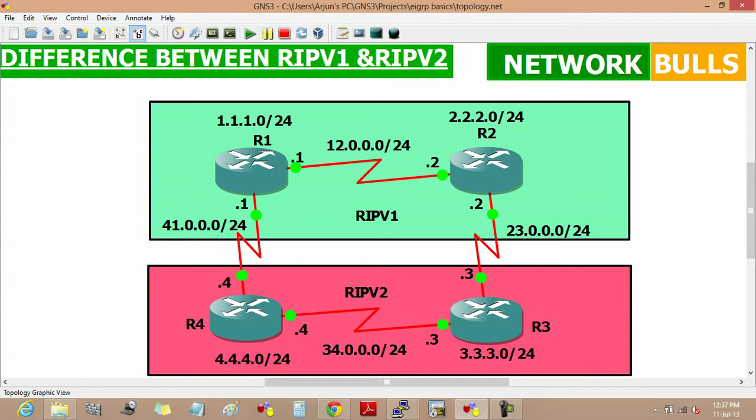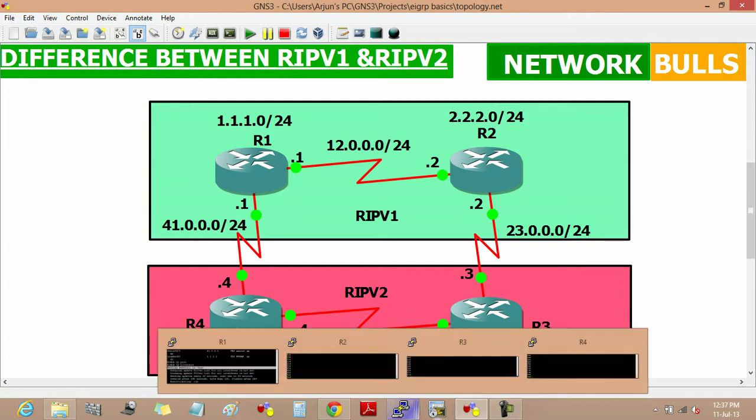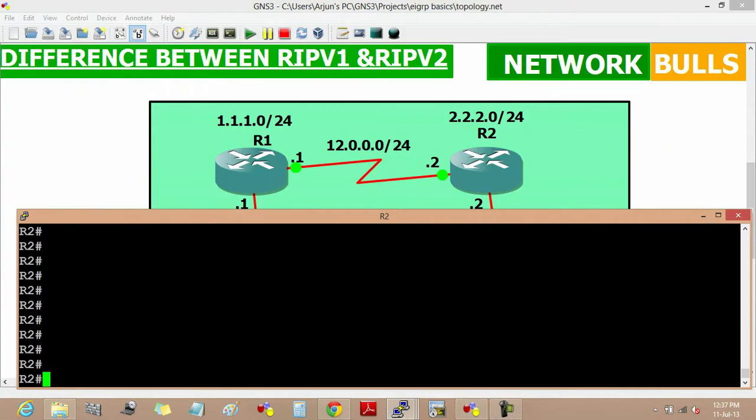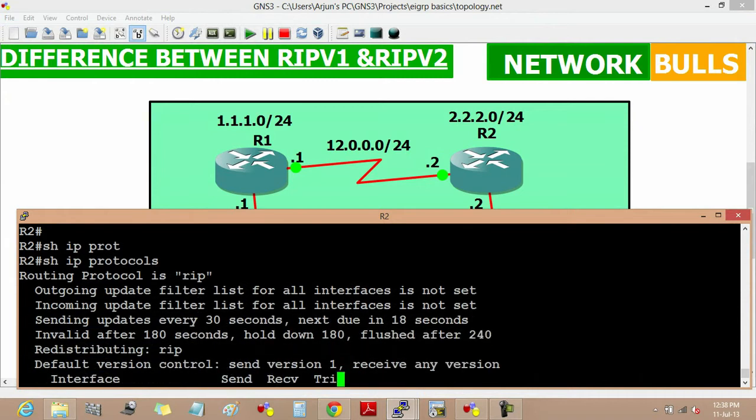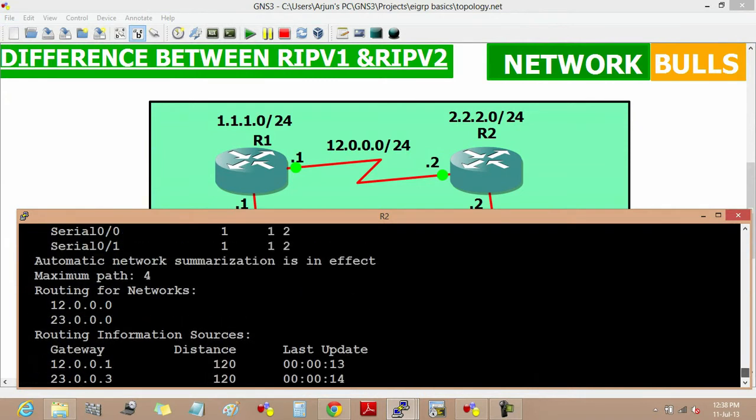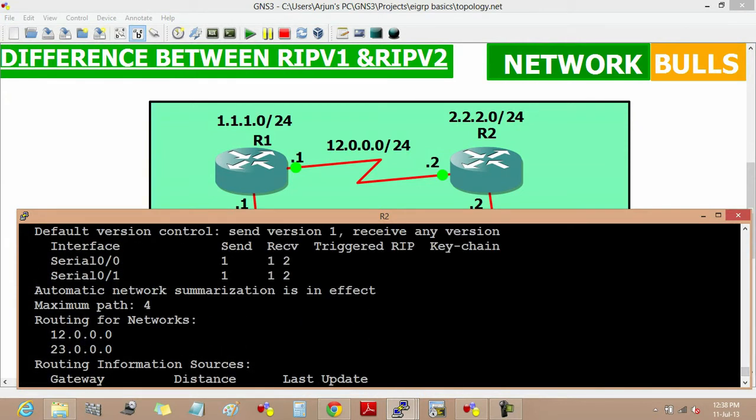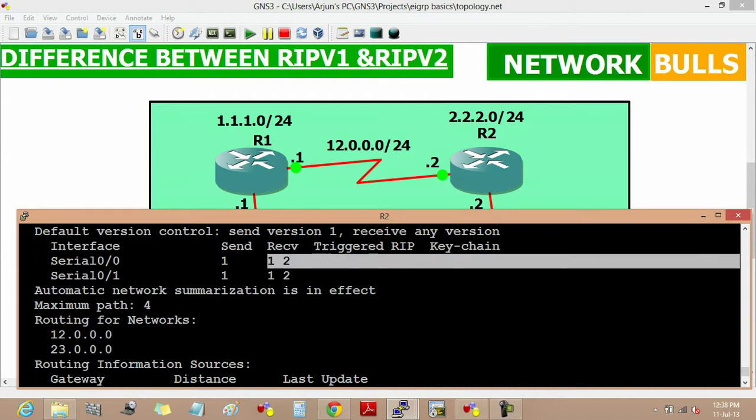Now coming to the difference between RIP version 1 and RIP version 2, the first difference is that RIP version 1 sends updates to only version 1 but receives updates from both version 1 and version 2, and we can verify it in router 1 and router 2 in which version 1 is running by using the command show IP protocols. Now in this we can see that version 1 sends updates to only version 1 but receives updates from both version 1 and version 2.